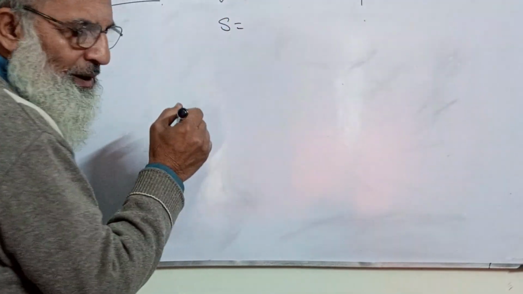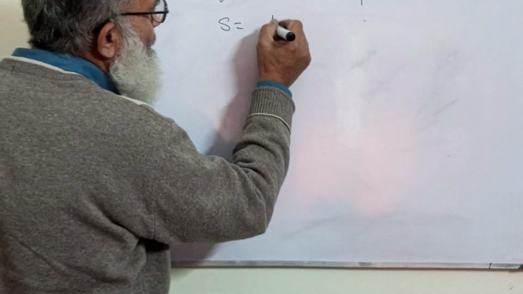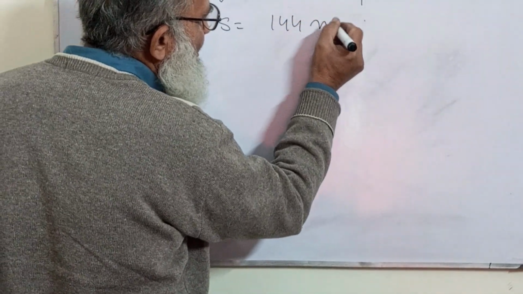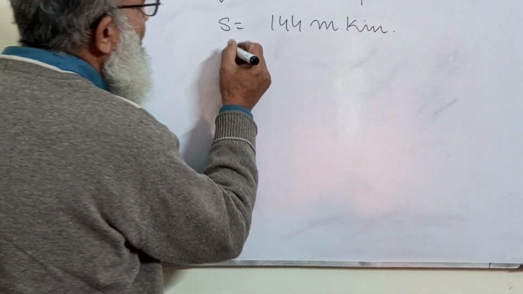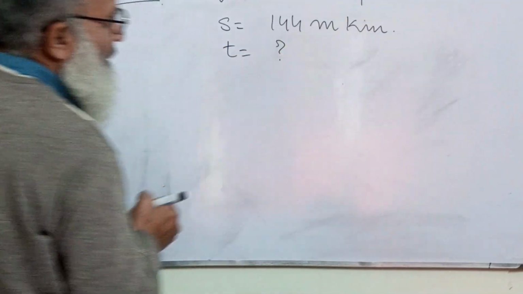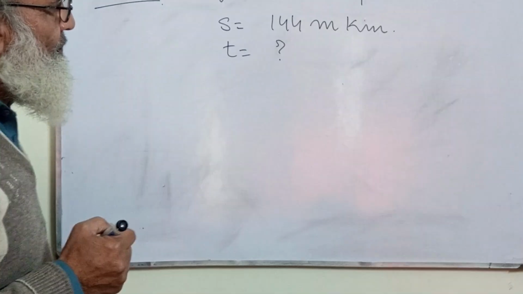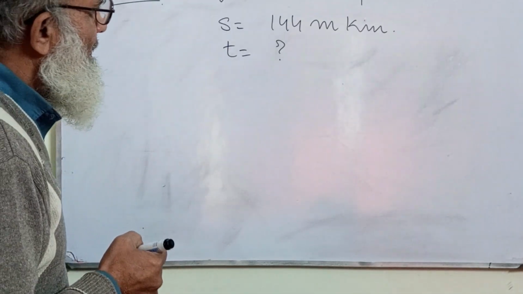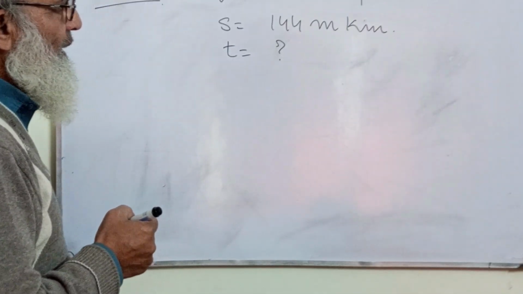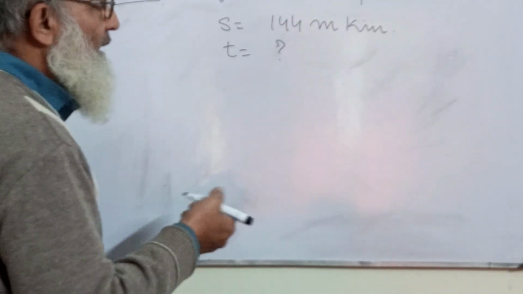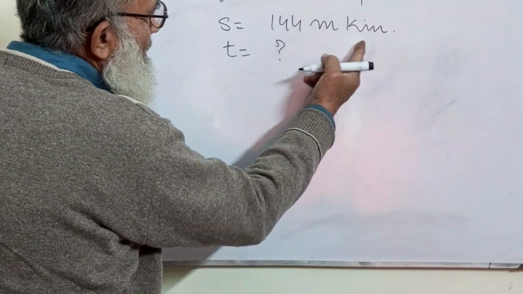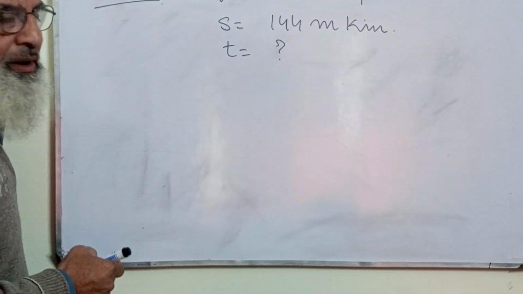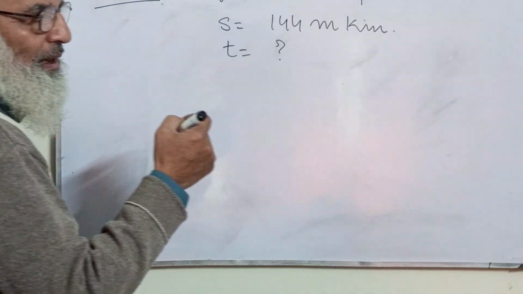S is equal to how much? 144 million kilometers. Now what we have to find is T. We have to find T in minutes maybe, or in seconds. Yes, we can find it in seconds and then change it into minutes. This is in kilometers. So what is a million kilometer?